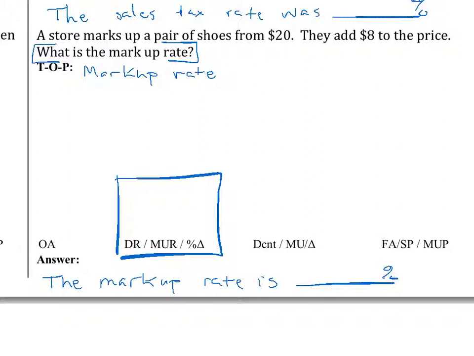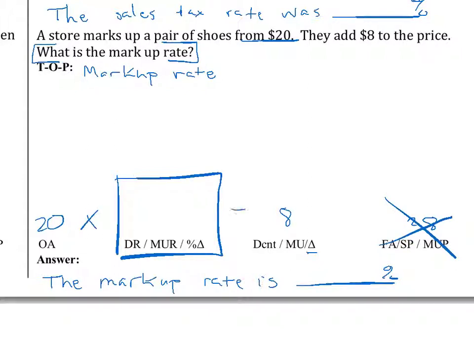Now we've got to figure out what information is given to us. A store marks up a pair of shoes from $20. $20 is the original amount. It says from $20. That from should kind of say in our head, that was what it was originally. It started at 20. They add $8 to the price. $8 is not the discount, but the markup. Same idea, it goes in the same place. That's how much it changed. That's why we got that delta down there. That tells us we could figure out the final amount was $28. But again, that's not part of our equation, so we really didn't need to know that.